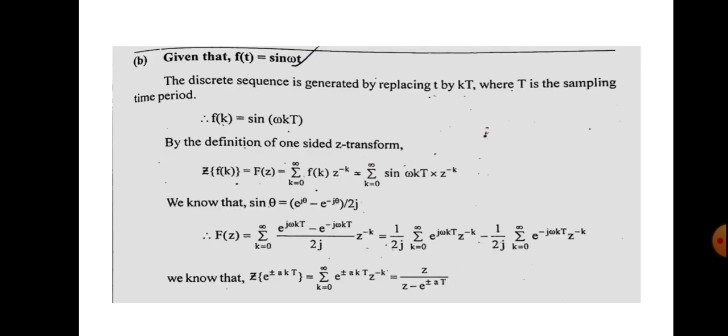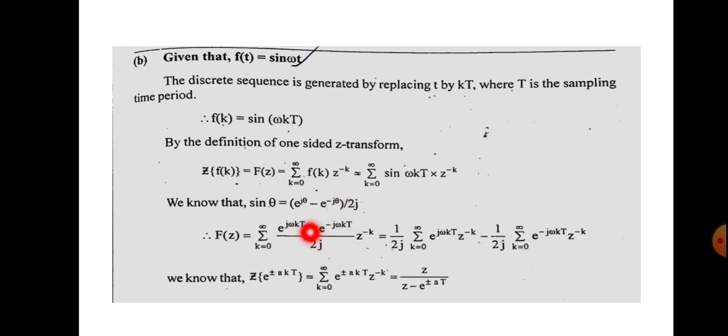So here we are using sin theta, that is a question. Instead of theta you can substitute omega kt. Okay, right. So f of z will be equal to sigma k equal to 0 to infinity, instead of e raised to j theta we can write e raised to j omega kt minus, you can just substitute for theta. Okay, you will be getting this equation.